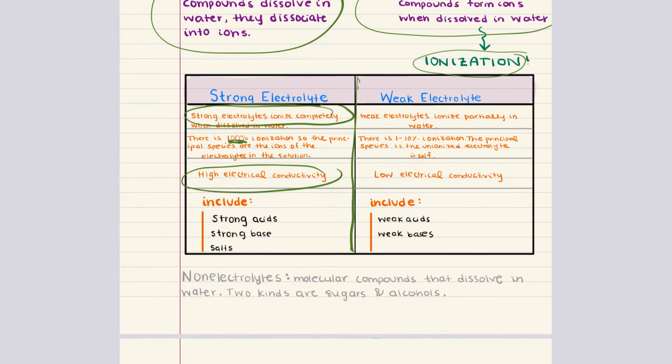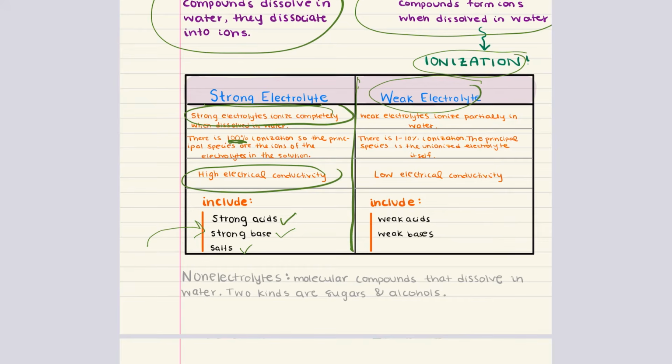And you can identify a strong electrolyte by knowing this fact. Strong electrolytes are strong acids, strong bases, and salts. And we're going to cover these classifications in a little bit, so hold on. Now, what about weak electrolytes? Some electrolytes are weak electrolytes.